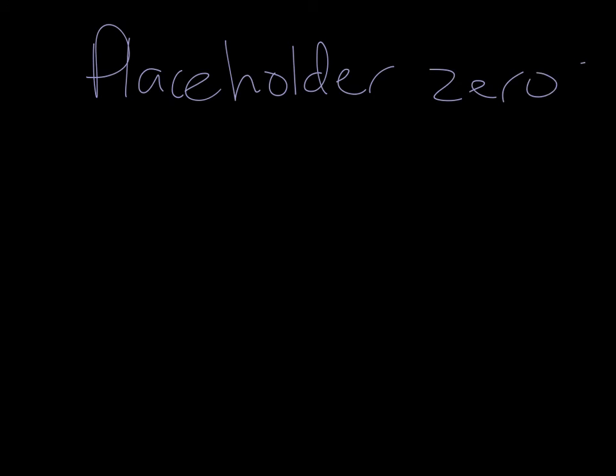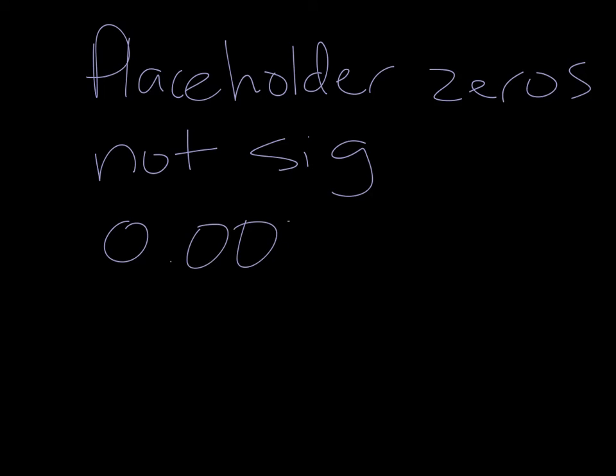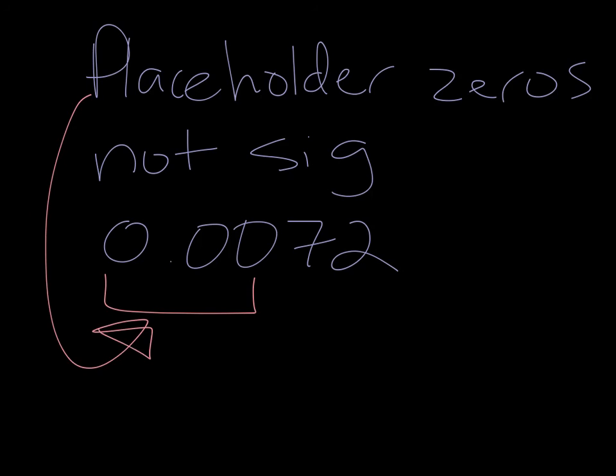And then lastly, we have placeholder zeros, and those are not significant. So what I mean by placeholder zeros is basically this is a small number, so these zeros in front have to be here. These would be placeholder zeros, so our significant figures are those last two, just 7, 2. So this guy has 2 significant figures.